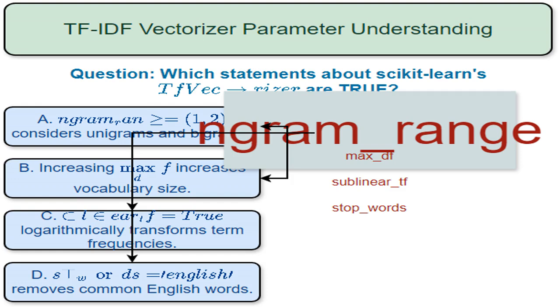This parameter controls how common a word has to be included. A higher max_df means I only keep words that appear in a smaller fraction of documents. Think of it as raising the bar for word inclusion. Only the really important, not so common words make the cut. This reduces the vocabulary size and keeps only distinctive words.